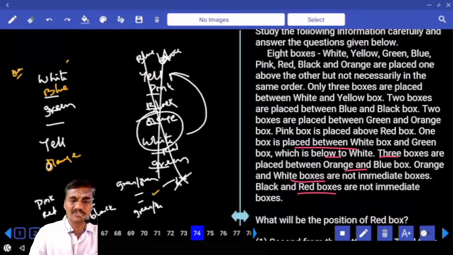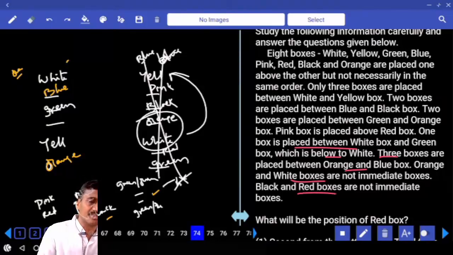And black and red boxes are not immediate. Black and red are not immediate. Now between blue and black, how many we need to have? There are exactly 2. Exactly 2 boxes between blue and black.